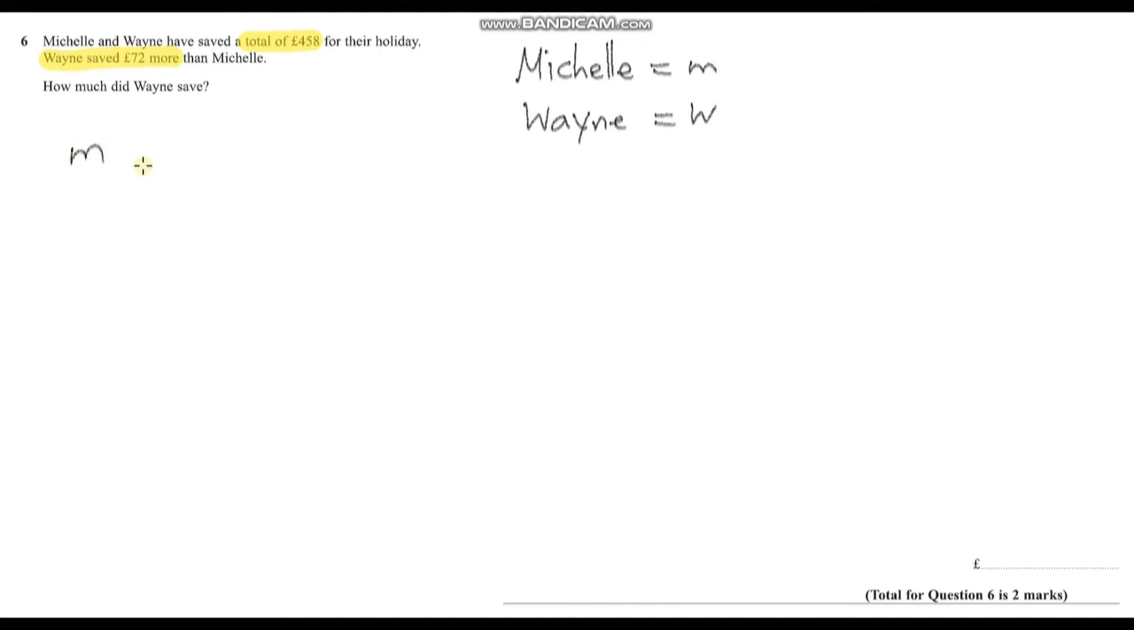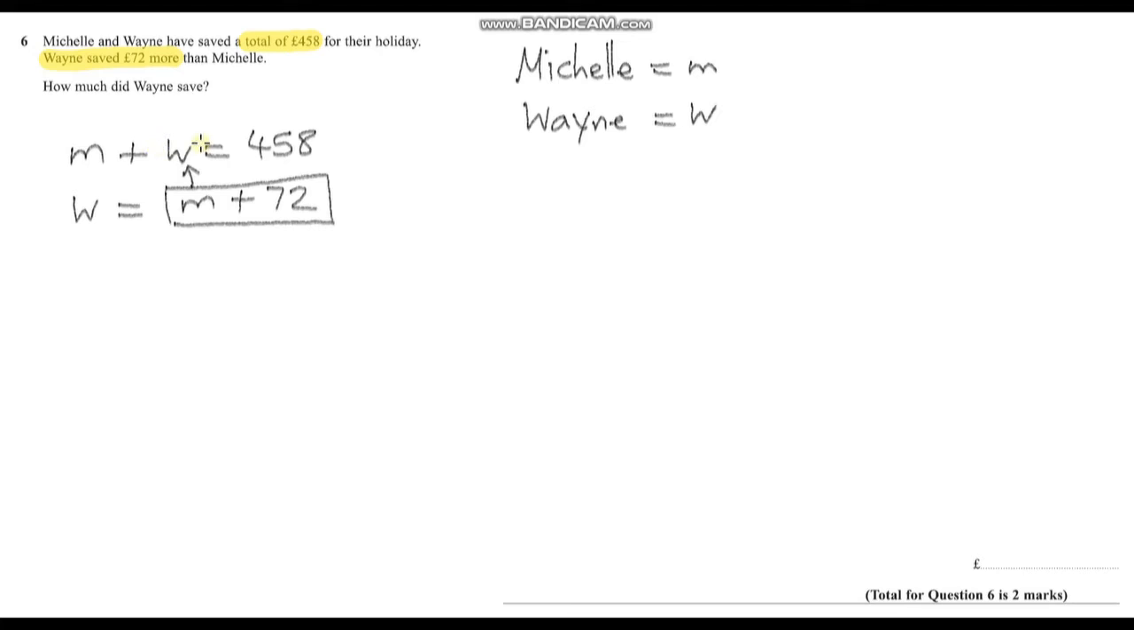So we know together they saved £458. So I can say that M plus W is equal to 458. But in this second line, I'm also told how much Wayne saved. So it says that Wayne saved £72 more than Michelle. So Wayne must equal Michelle's savings plus 72. So now I've got 2 equations here. So notice I've got an expression for how much Wayne saved. So he saved M plus 72.